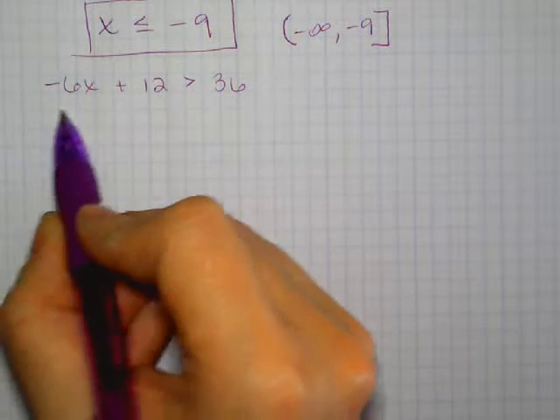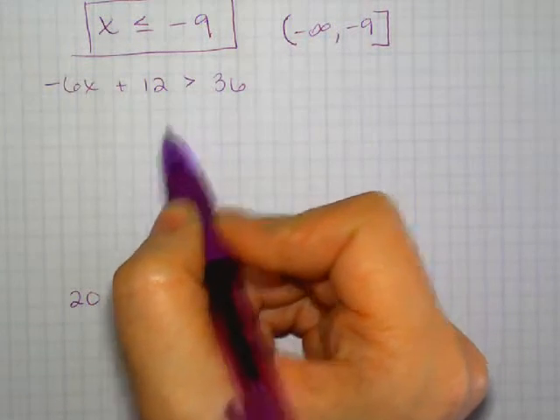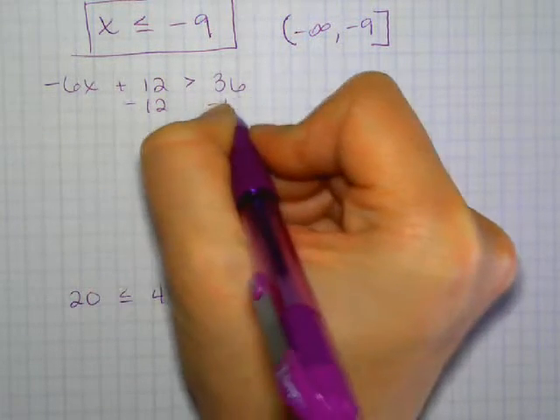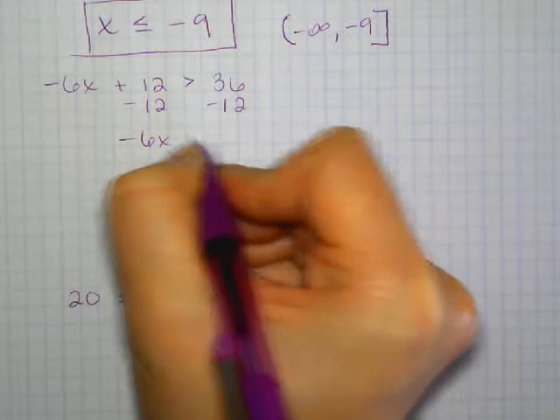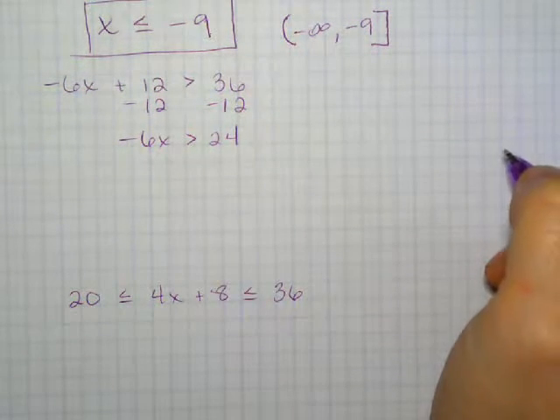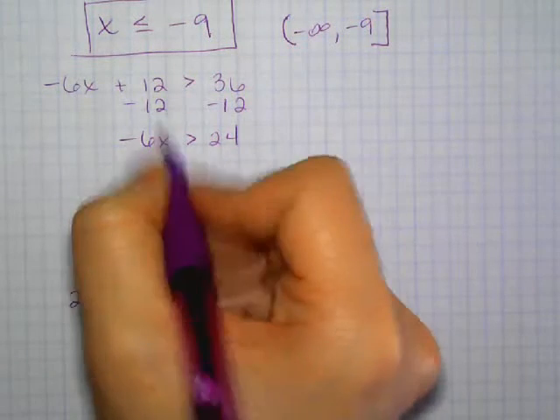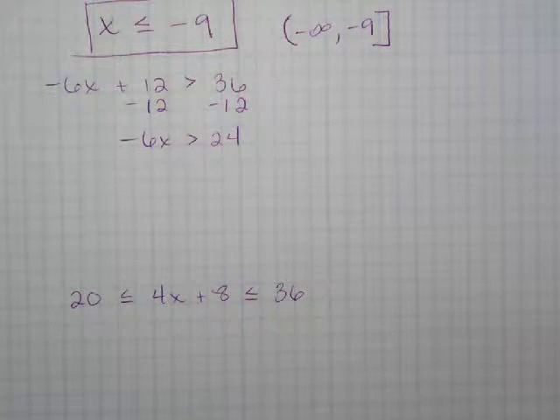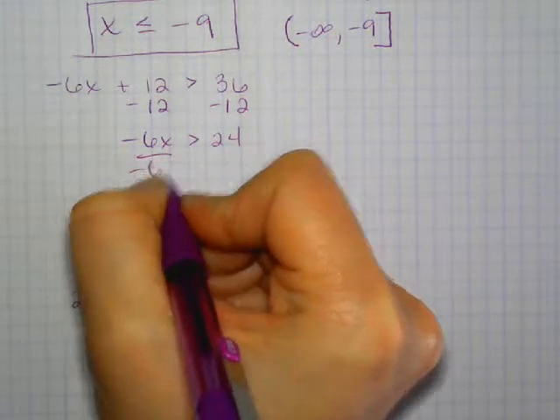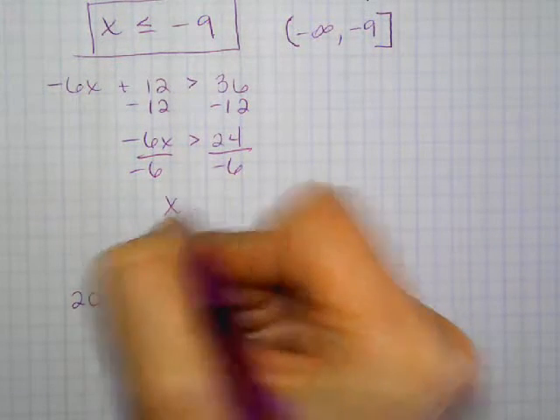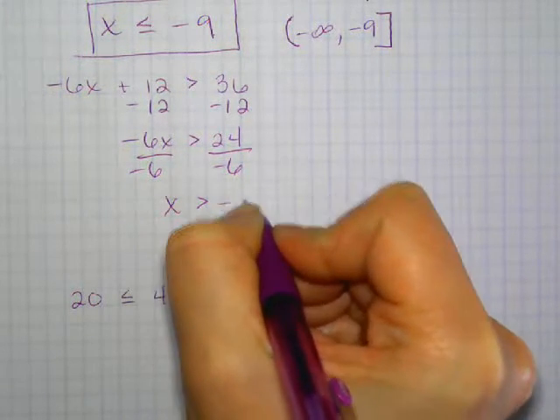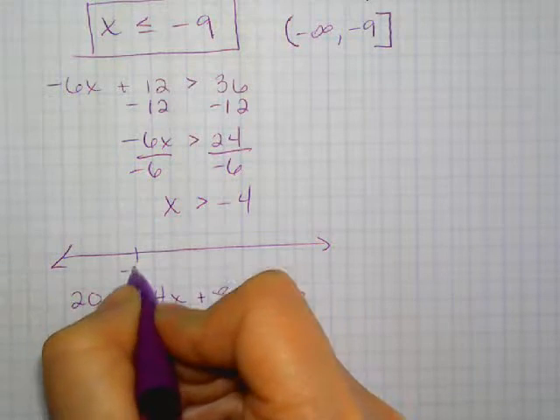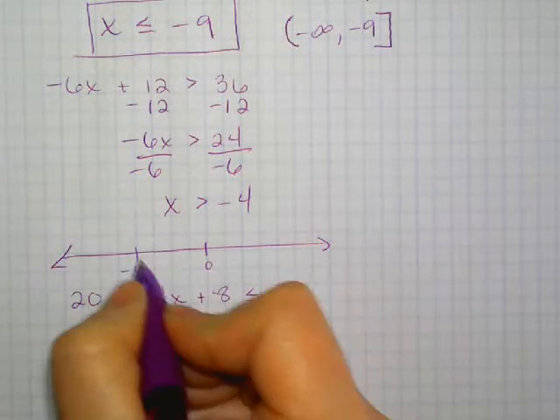I'm going to show you why we need to change something. So if I have x is greater than negative 4, and I put that on my number line, I have negative 4, and I have 0. So x is anything greater than negative 4. I'm going to test a number here. 0 is the easiest one to test. So if I test 0, I have negative 6 times 0 plus 12 is greater than 36. So I end up with 12 is greater than 36, which is true or false? False.